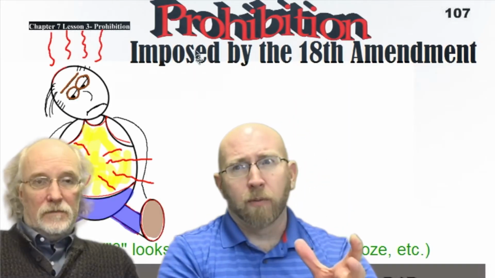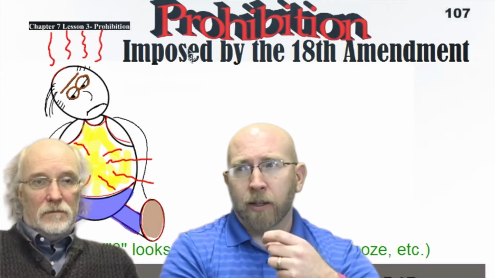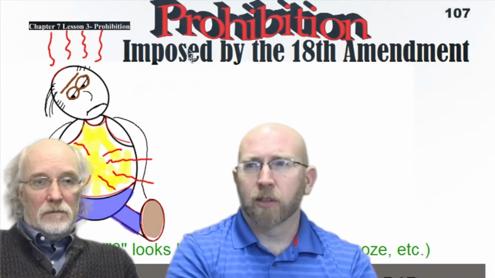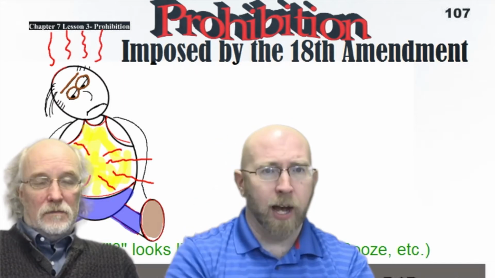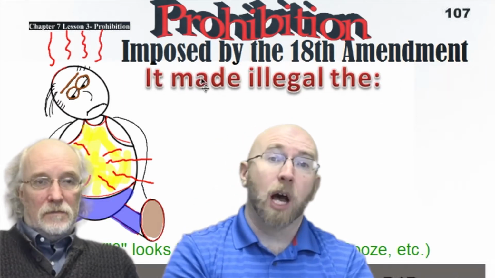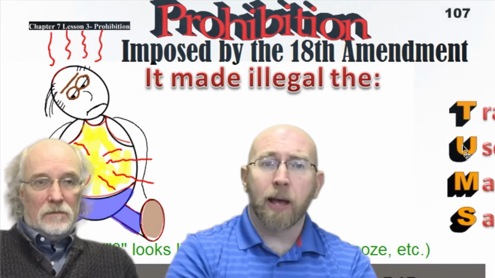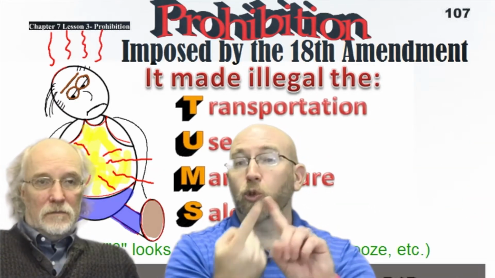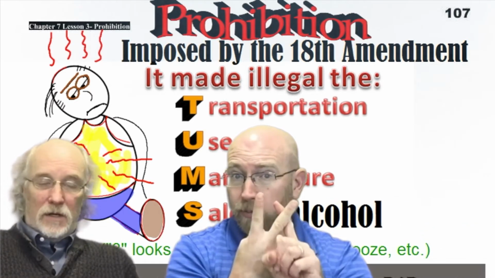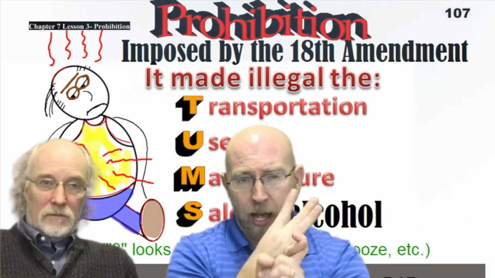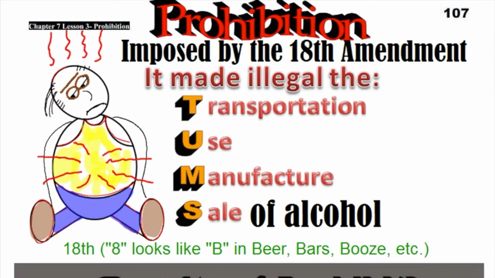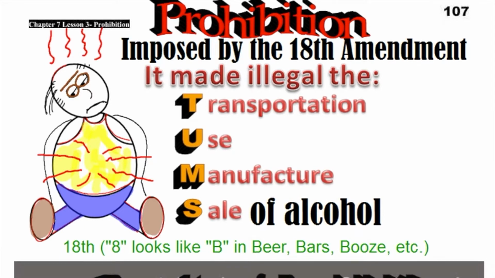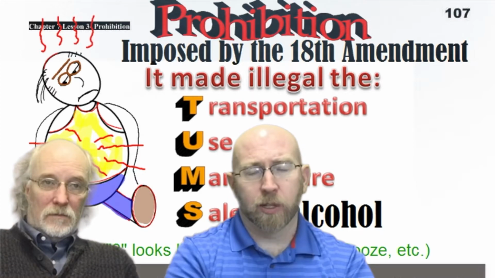The 18th Amendment is what prohibits alcohol. To help you remember what it does, think of our little dude up there. He's got an upset tummy. He needs to take some Tums. T-U-M-S. Prohibition makes it illegal to transport, use, manufacture, and sell alcohol. So you can't do those things.